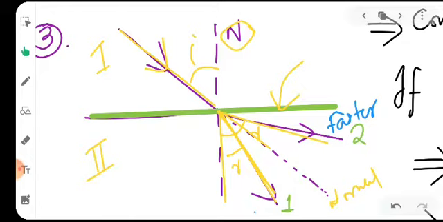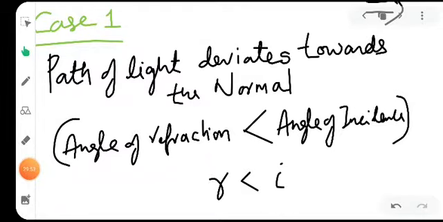So the case that we are studying shows that the angle of refraction is less than the angle of incidence because the path deviates towards the normal. So in that case, the angle of refraction should be less than the angle of incidence. So when does this happen?